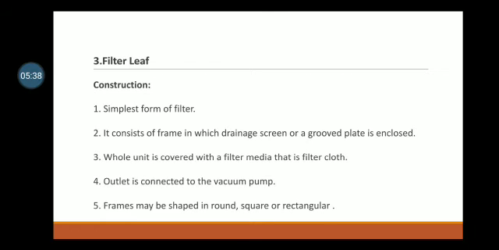And filter leaf construction. It is the simplest form of filter.